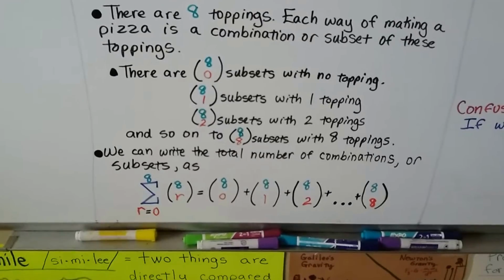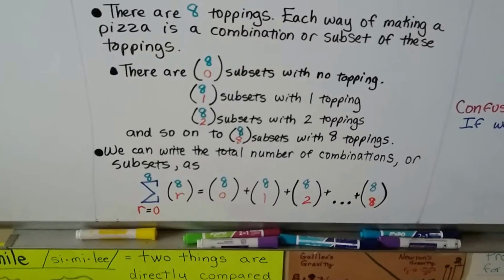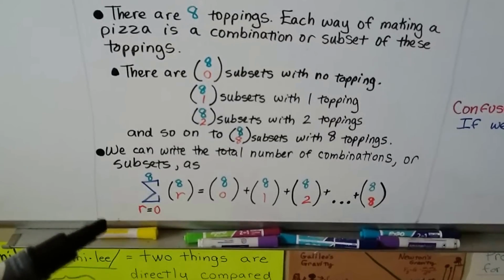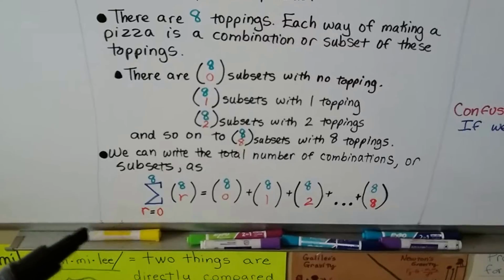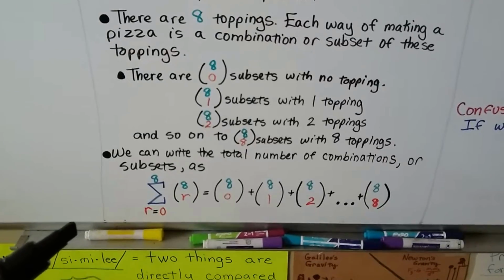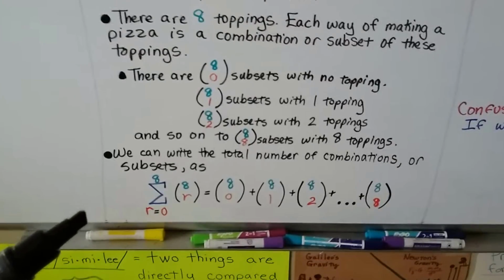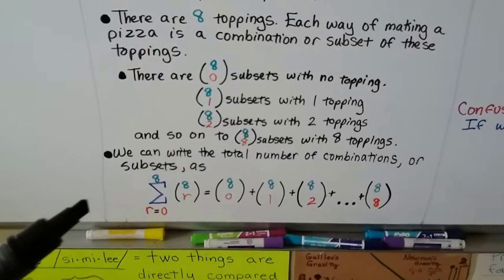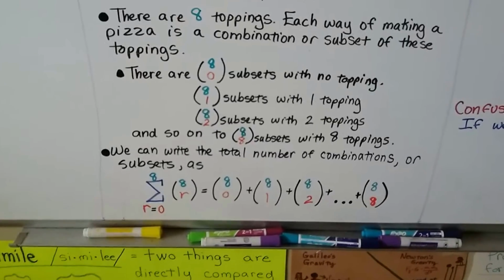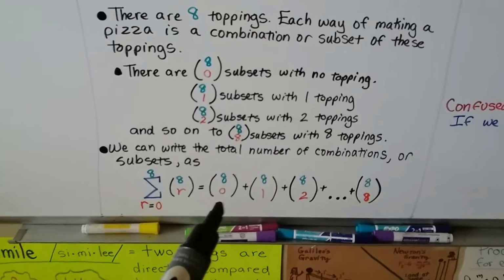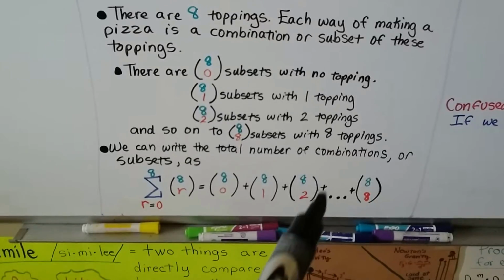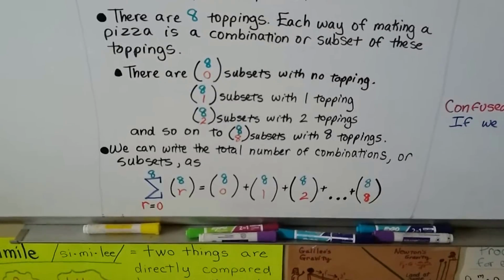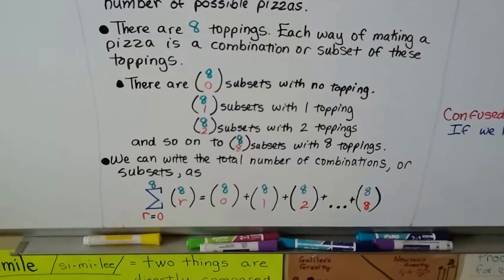And we can write the total number of combinations or subsets in this combination notation. It's the sum of the quantity of 8 choose r as r goes from 0 to 8. And it equals 8 choose 0 plus 8 choose 1 plus 8 choose 2 plus so on plus 8 choose 8. Okay?